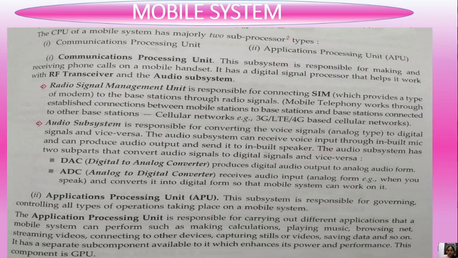So first we will discuss about communication processing unit. This subsystem, this communication processing unit, is responsible for making and receiving phone calls on a mobile handset. So it is a digital signal processor that helps it work with RF transceiver and the audio subsystem.